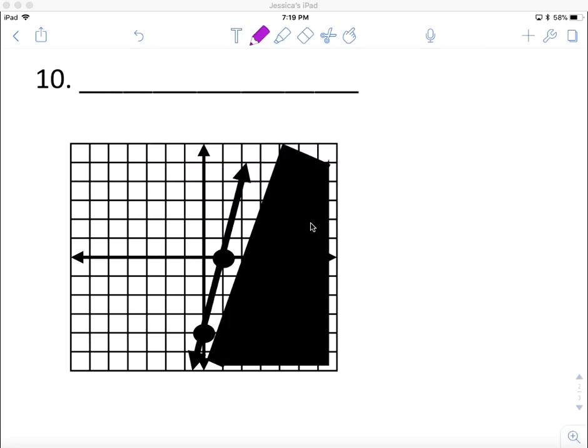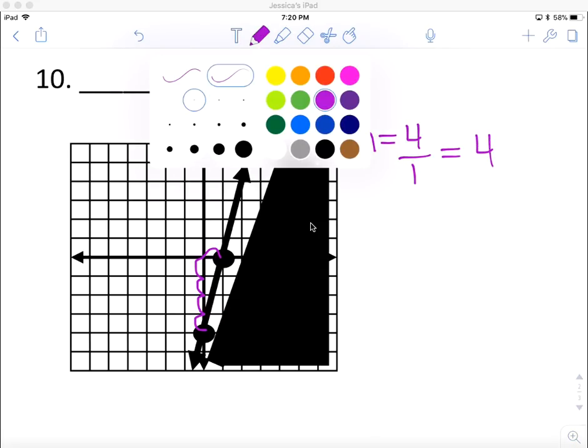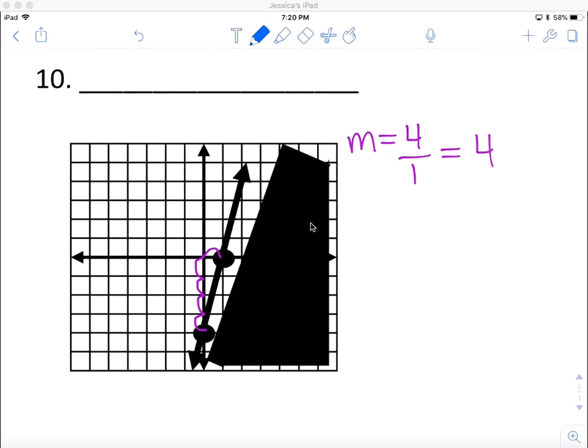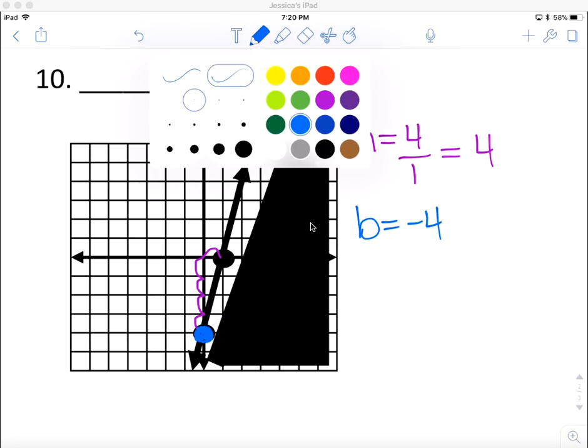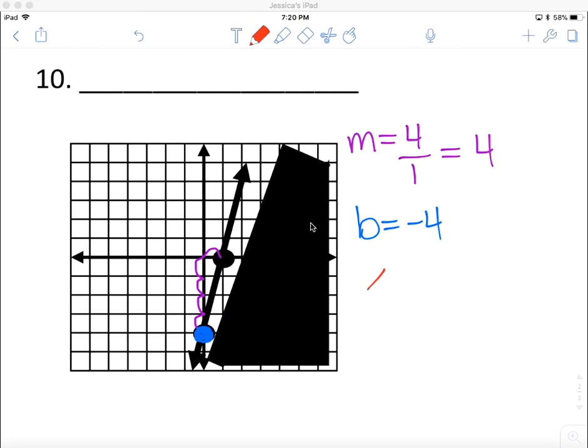Looking at number 10, my slope goes up 1, 2, 3, 4. It moves right 1. So my slope is 4. I'm crossing the y-axis at negative 1, 2, 3, 4. So b is negative 4.